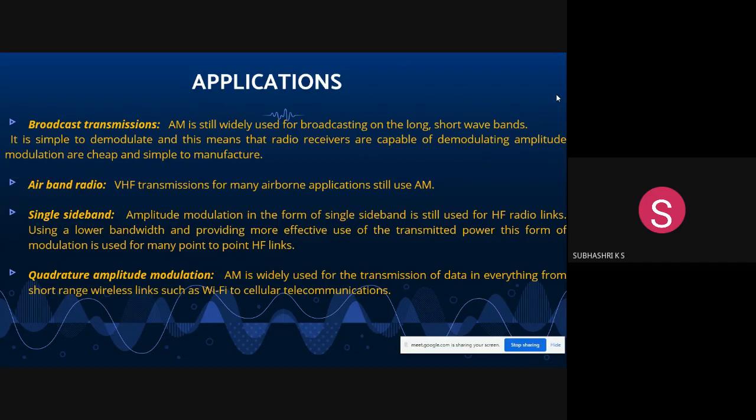Quadrature amplitude modulation. AM is widely used for the transmission of data in everything from short range wireless links such as Wi-Fi to cellular telecommunications.